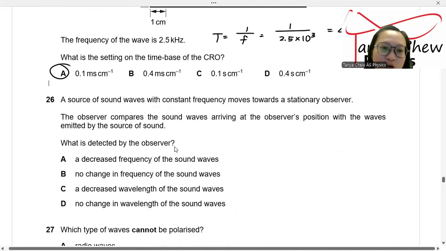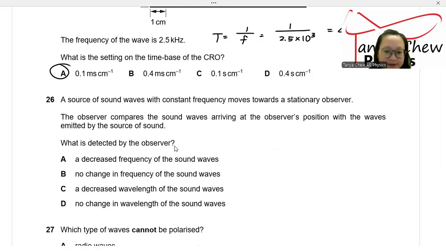Number 26, a source of sound waves with constant frequency moves towards a stationary observer. The observer compares the sound wave arriving at the observer's position with the waves emitted by the source of the sound. What is detected by the observer? Sound wave, this is Doppler effect. Sound wave moves towards, so the observed frequency is actually increasing.